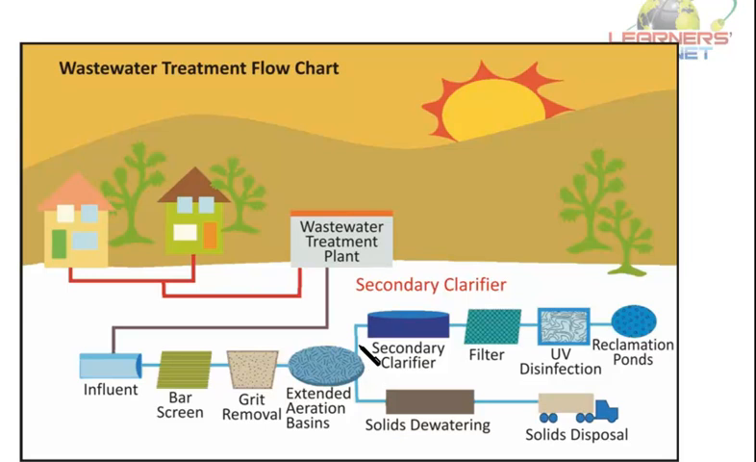So from the influent it is passed on to the bar screen, then grit removal, then extended aeration basins. After that they are passed on to the secondary clarifier, where they are filtered, and then passing through the UV disinfection, nitrogen and phosphorus are removed, and also by the UV rays the bacteria will be killed, and for reclamation, they can be passed on to reclamation ponds. And one more thing, from extended aeration basins they can also be passed on to solids dewatering, where the solids disposal would be done, right? So the suspended particles are disposed of. So in this way the wastewater treatment plant runs, right?